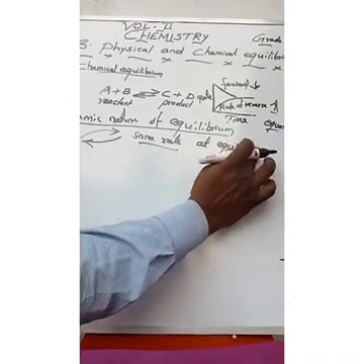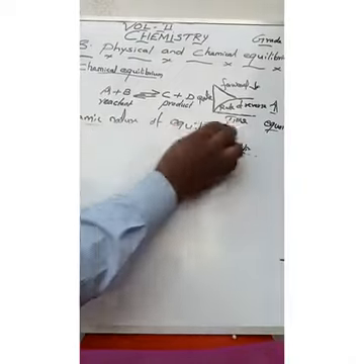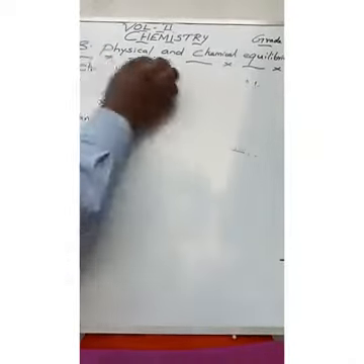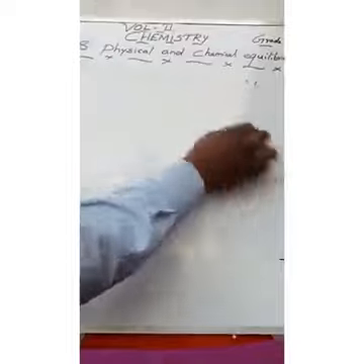There is no macroscopic change observed. Sometimes it may be a minute change, but here there is no macroscopic change observed. So chemical equilibrium is a state of dynamic equilibrium.